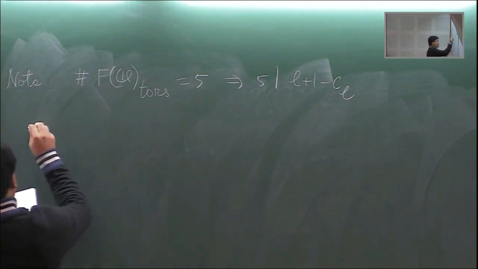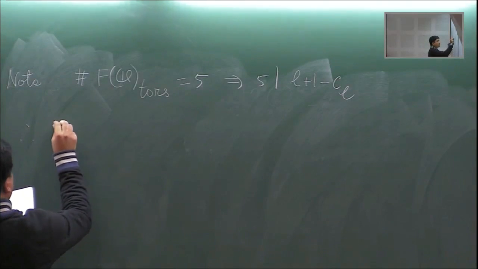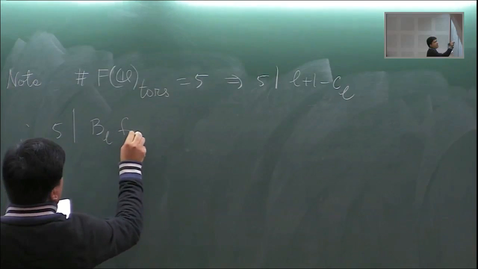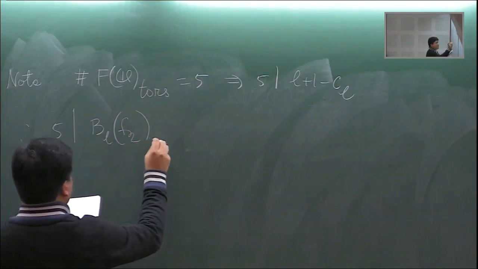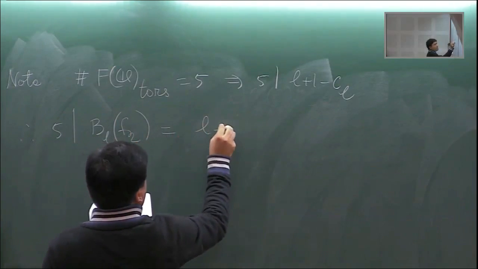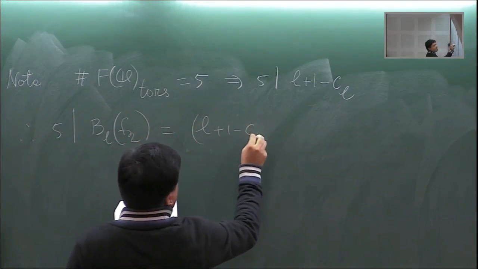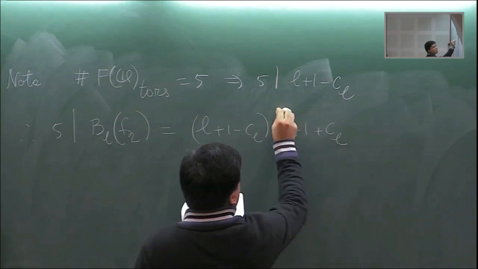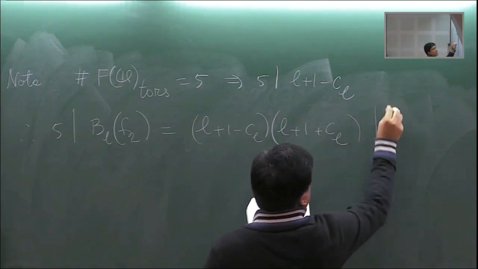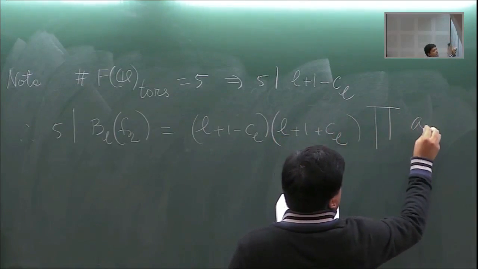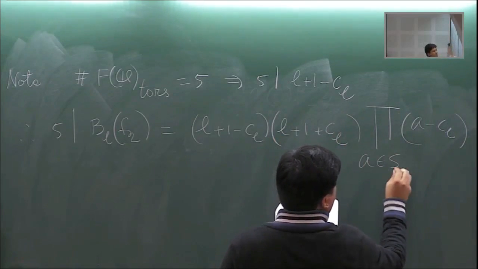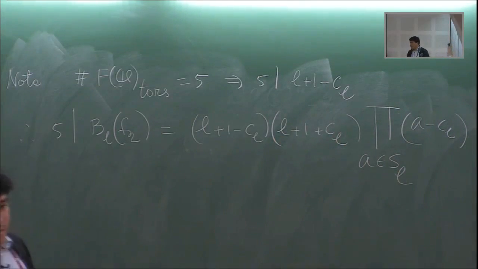Okay, so therefore 5 divides b_L for F2, which is nothing but L plus 1 minus c_L, and then L plus 1 plus c_L, and then a minus c_L. Okay, a belongs to O. And then, can I take some more minutes because we are almost done?